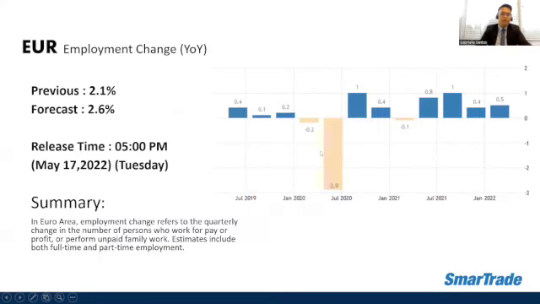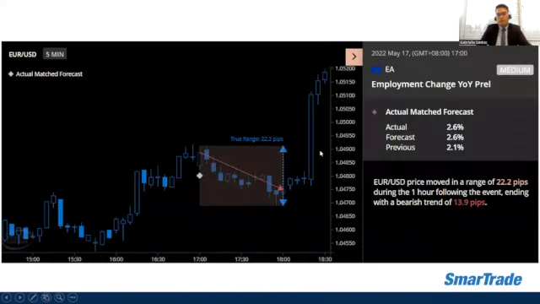We also have the yearly basis for the employment change. So the previous data was 2.1%, and the market forecast is 2.6%. And the actual data was 2.6%, so it was neutral since it did not beat the market expectations. It remained the same figures. And the euro dollar moved in the range of 22.2 pips, and 1 hour after the event, it ended with a bearish trend of 13.9 pips.